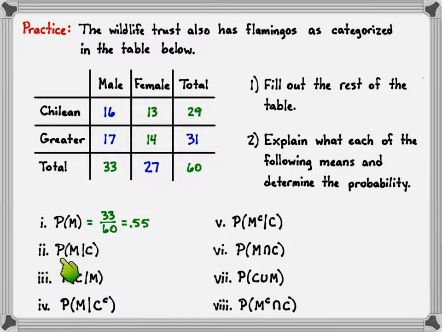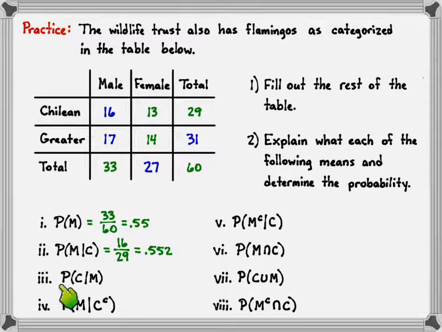Question number 2 says, what is the probability that a flamingo is male given that it is Chilean? So this is conditional probability. That means our sample space is getting smaller. Well, our sample space is the Chilean flamingos. So that means we are only looking at the 29 Chilean flamingos. And out of the 29 flamingos, how many of them are male? Well, 16 are male out of the Chilean. So 16 out of 29, which is 55.2%.